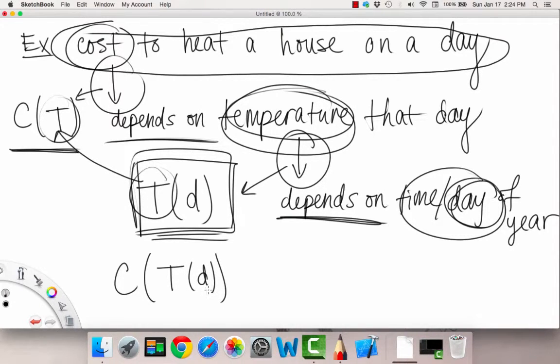Like I said, it's kind of an inception thing: something is inside of another thing. This is called a composition of functions. The way you say this is C of T of D, or you could just say it's a composition of functions. Another way to write this, let me write that on the next slide.